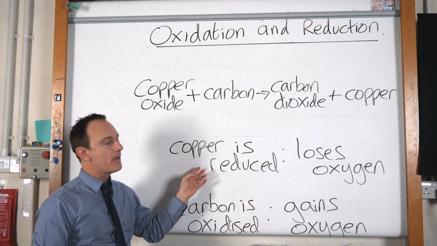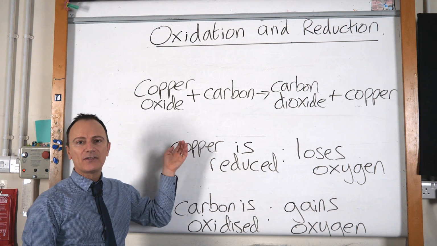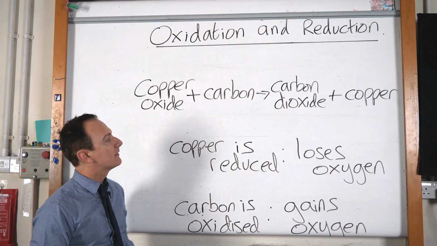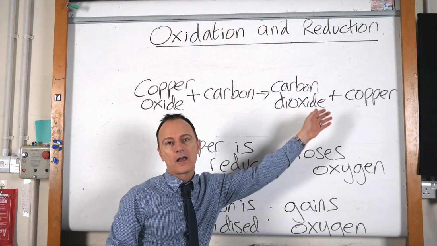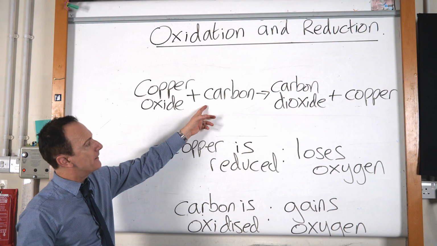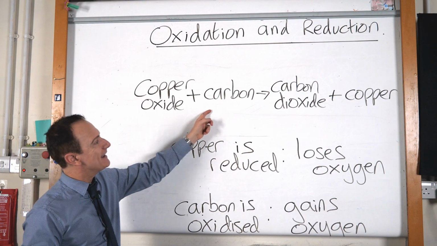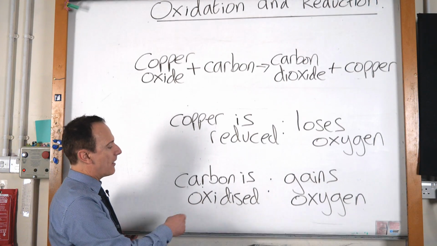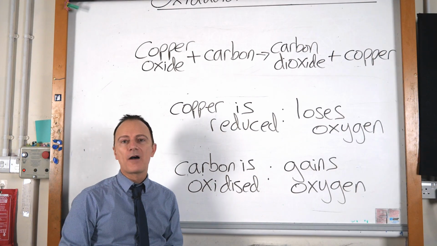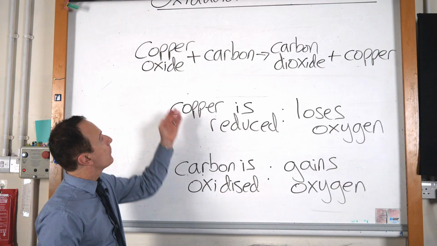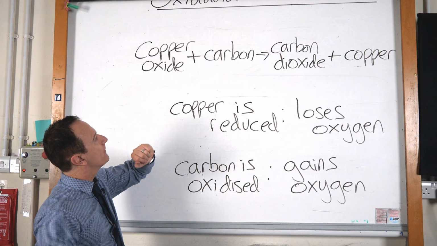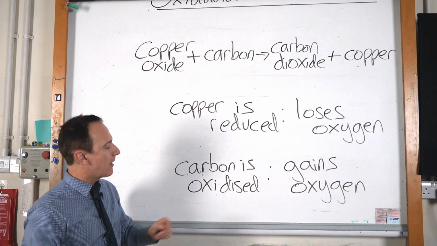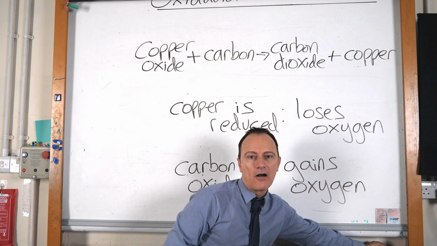So we can say copper is reduced. We say this is a reduction reaction because we're starting with copper oxide and it's losing oxygen to form copper. Now the carbon is the opposite. That's gaining oxygen to form carbon dioxide. And because it's gaining oxygen, we can say the carbon is oxidized. So while the copper oxide is being reduced, it's losing oxygen, the carbon is being oxidized, it's gaining oxygen.